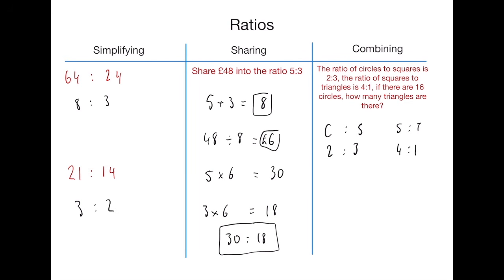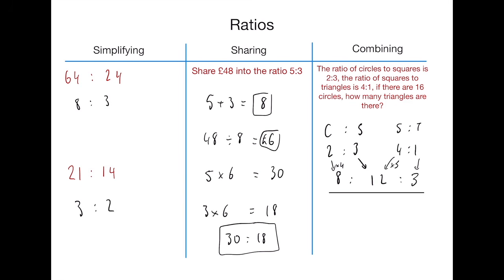So the thing we want to do here is recognise which part of the ratio is the common one between the two. You can see here that the squares are the common thing. Just like with fractions, we want to find a common denominator. 3 and 4, we can both get into 12. To get from 3 to 12, we've multiplied by 4, so we're going to do the same on the left-hand side with the circles. Multiply that by 4. But on this side, we've multiplied by 3, so we're going to have to do the same to the 1. So that is going to be our ratio.